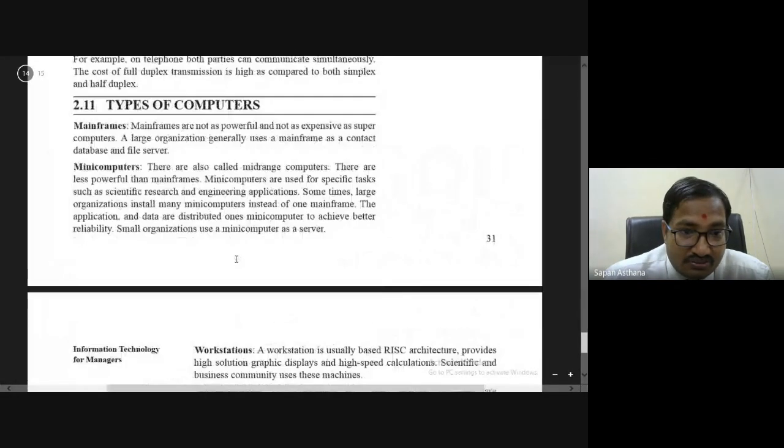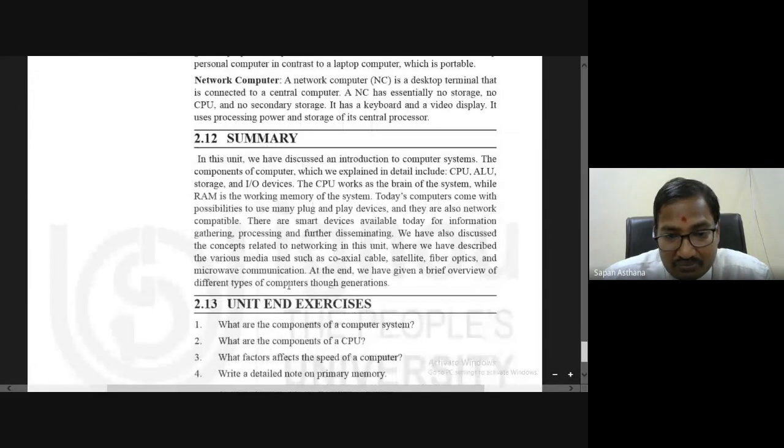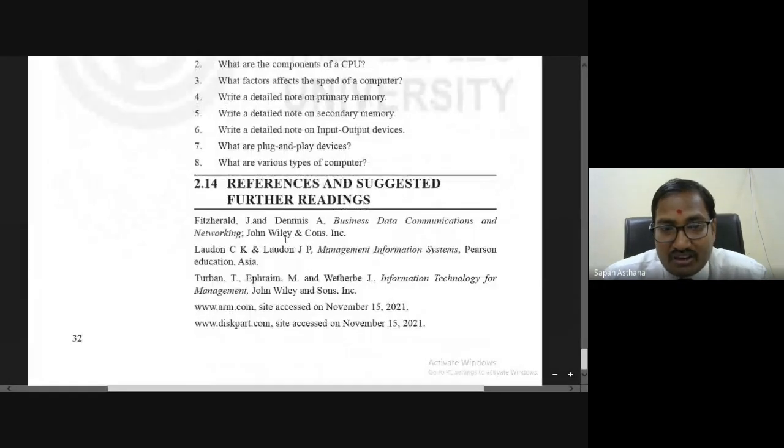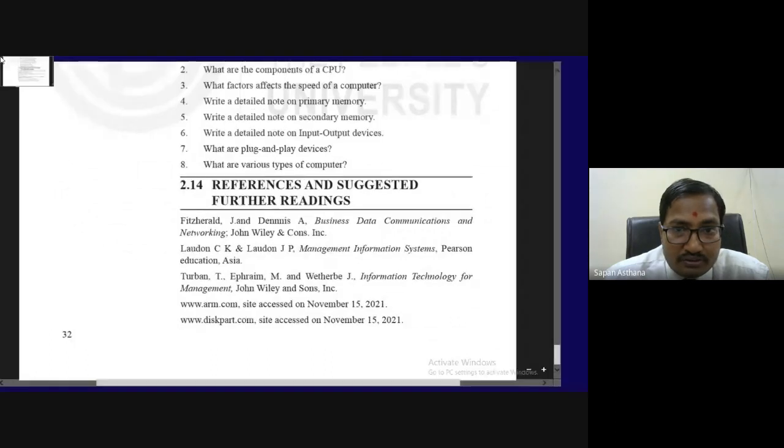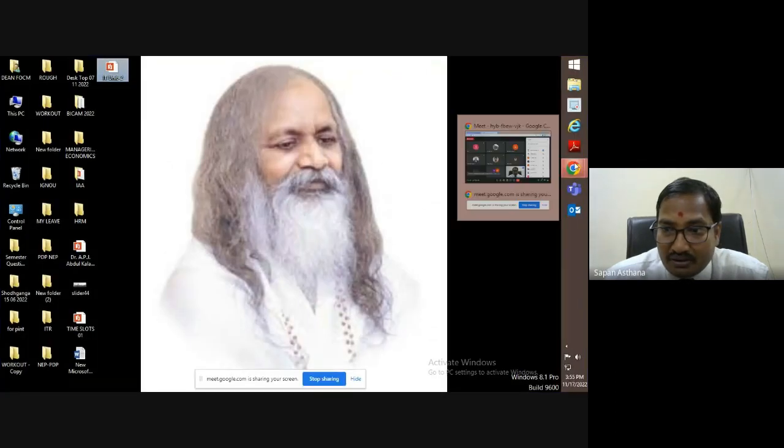receiver, transmission, types of the computer, mainframe, mini computers, and the workstation, micro computer, network computer, somebody is scope study kar sakte hain, bahut sare aise questions hain. To is prakar se aapko kafi isme madad milegi, dear learners.